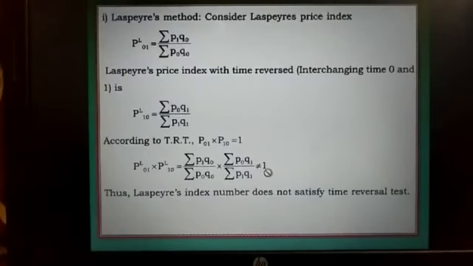Once it is not equal to 1, the condition required for time reversal test is not satisfied. So we can tell Laspeyres' method or Laspeyres' index number does not satisfy time reversal test. Hope you are following me, students.